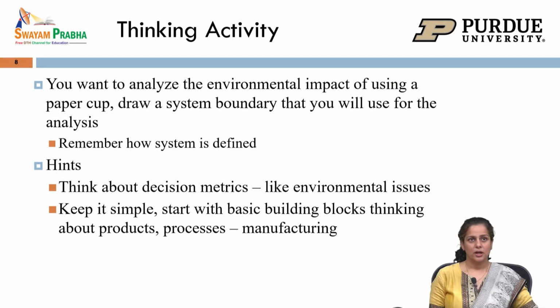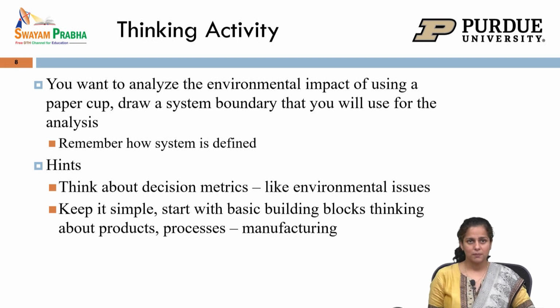With this, we will do a thinking activity for 30 seconds. What you need to do is go back to the definition of systems, go back to the definition of products, and look at the life cycle assessment definition, where you have different stages from raw material acquisition to manufacturing to product use to disposal, and draw a system boundary to do an analysis of a paper cup. So, we all use paper cups, and here our goal is to draw a system boundary that will help us quantify the environmental impact of using a paper cup.